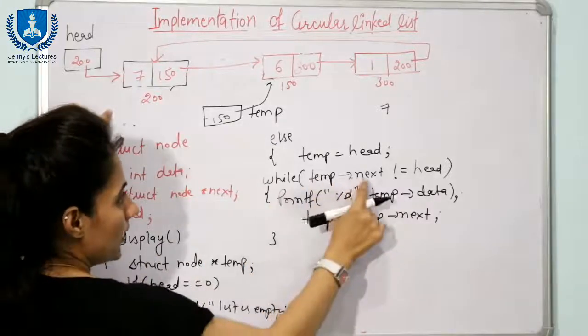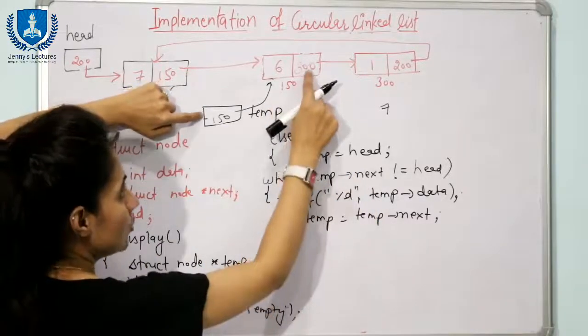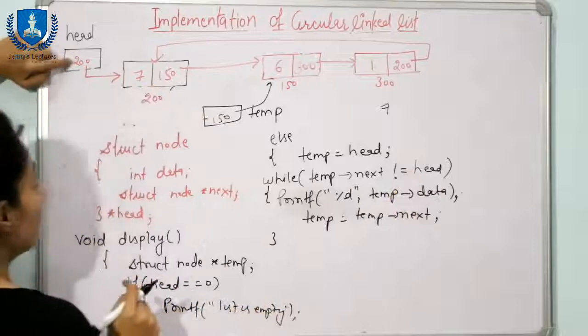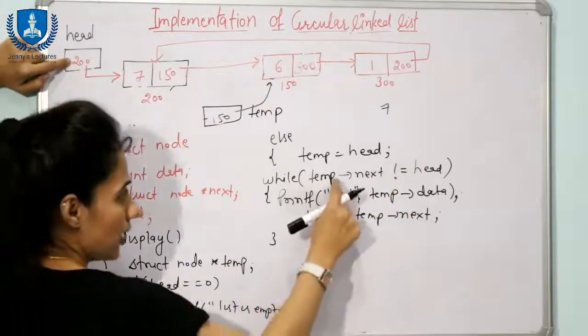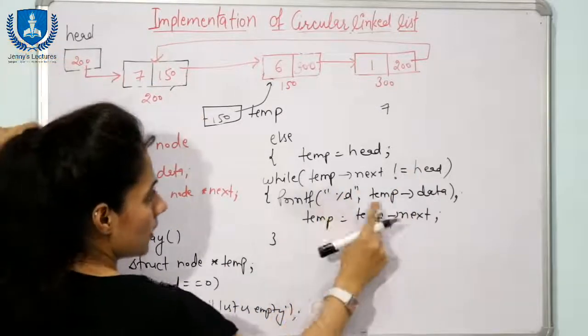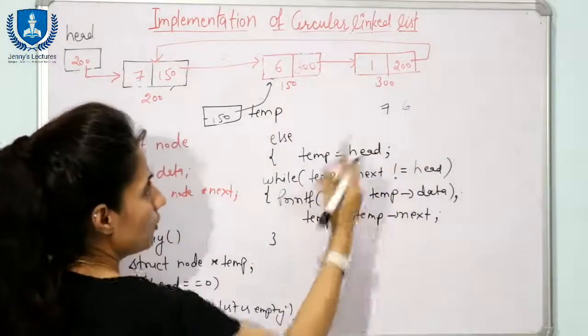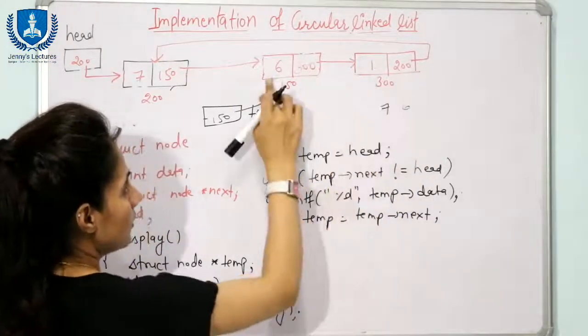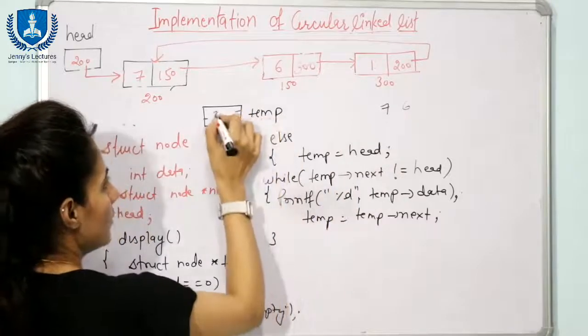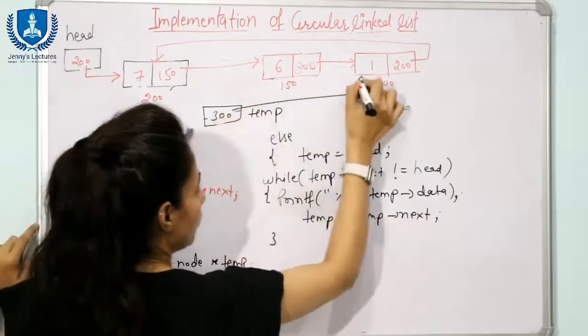Again the while loop, temp next. What is temp next? That is 300. 300 not equal to head. Yes, the condition is true. Again we will enter into this loop. We will print temp data. Temp data means 6 would be printed. Again temp would be moved. Temp next is having 300. So now temp is having 300, so now temp is pointing to this node.